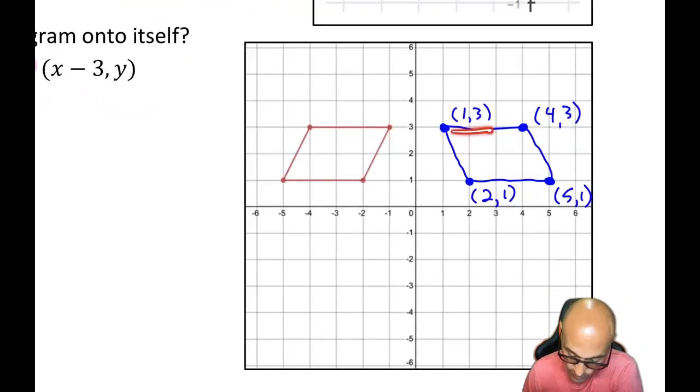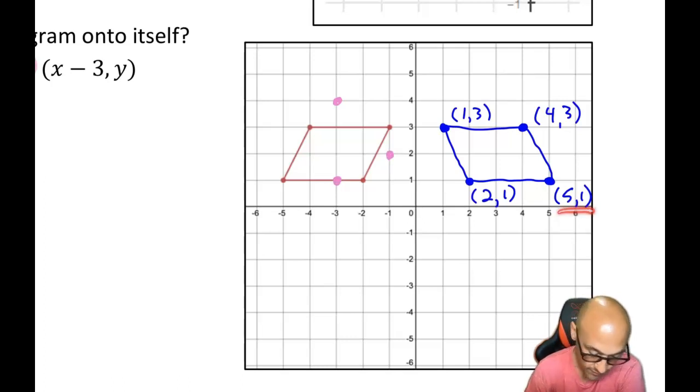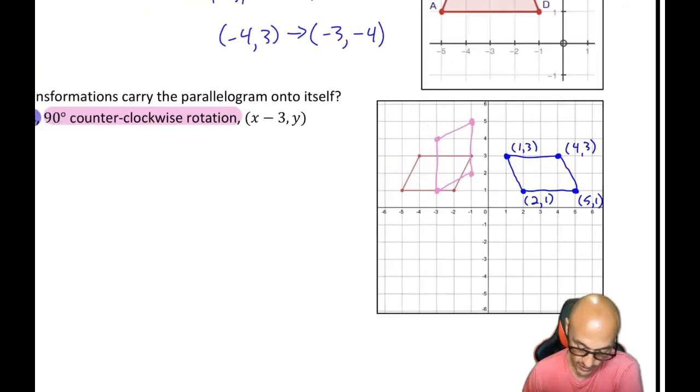So this is going to become -3, 1. So -3, 1 is right there. This will be -3, 4, right there. This will become -1, 2, right there. And this will become -1, 5, right there. Then we can connect those. And that is our second transformation.